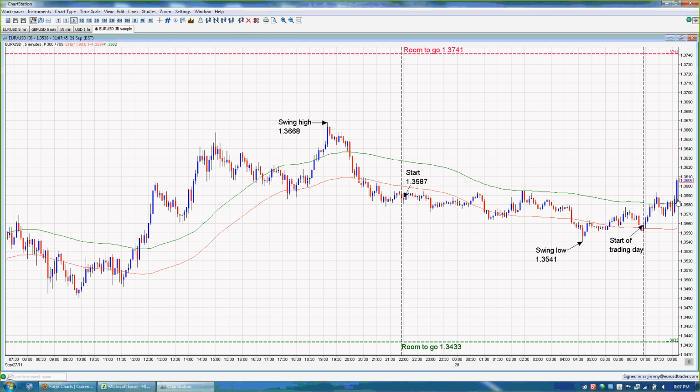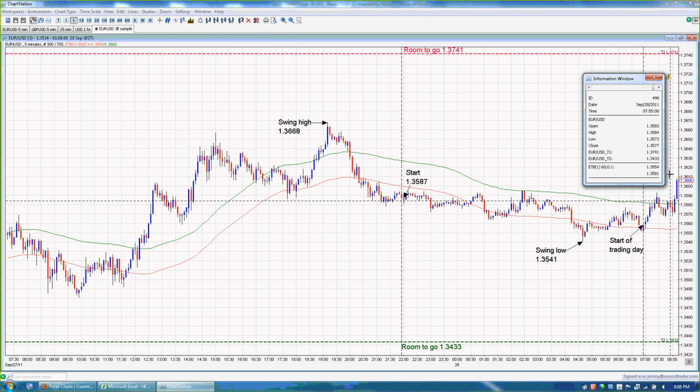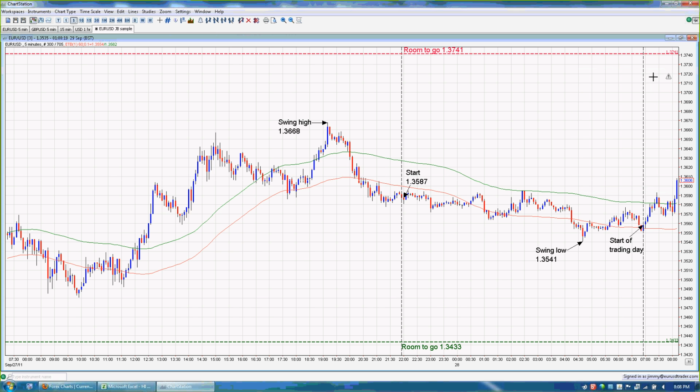This one. You can see this one here is completely above the green line. It starts over here, which is above the green line, and ends up here. So the entire bar is above the green line. This is a Jimmy's band buy trade signal. And the price it closes at, information window, we need to look at the close, this one here. The close is 136.06.